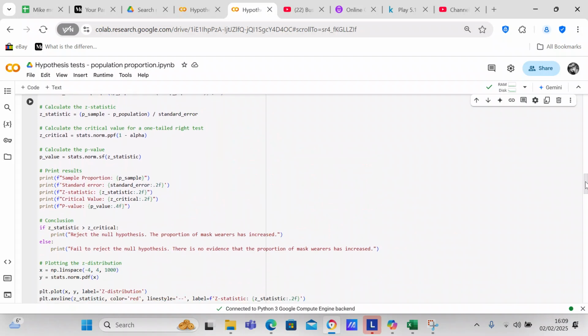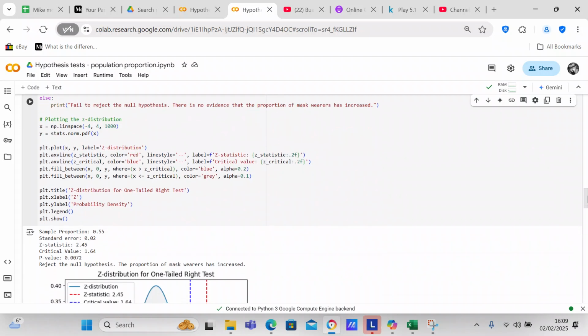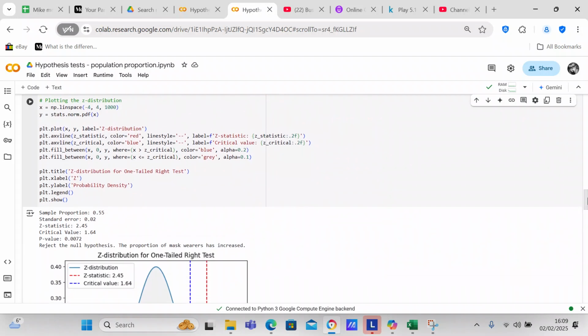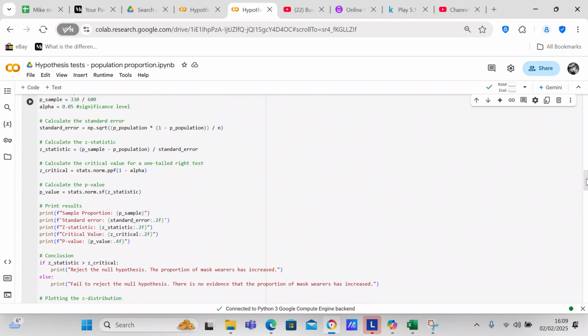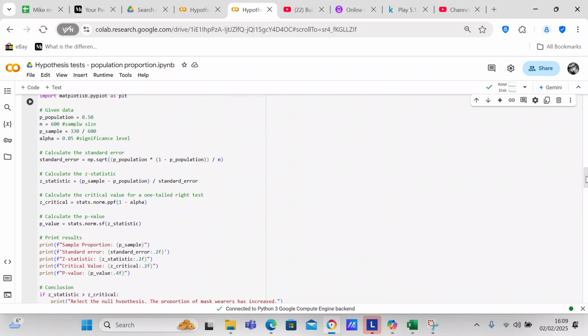And now we're going to calculate your z-statistic. Z-statistic equals P sample minus P population divided by standard error. And so your z-statistic is 2.45.